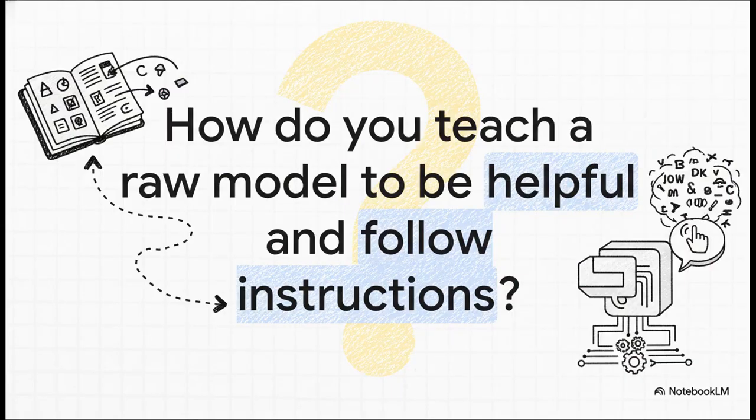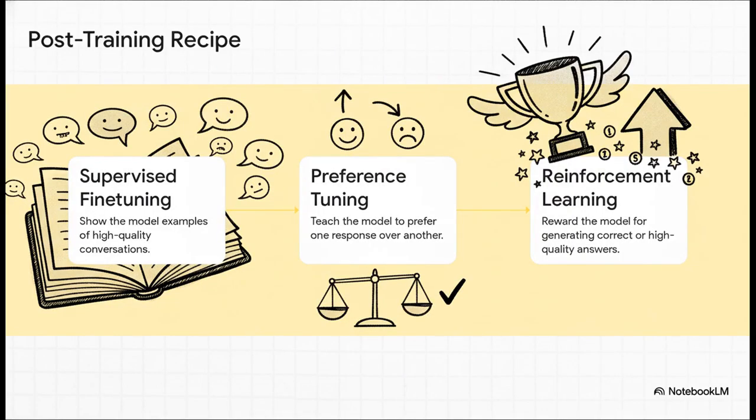And this gets to a really fundamental question, right? How do you take a model that's basically just a superpowered autocomplete, it's only been trained to predict the next word, and turn it into something that can actually follow instructions and be a useful assistant? Well, it's another three-step recipe.